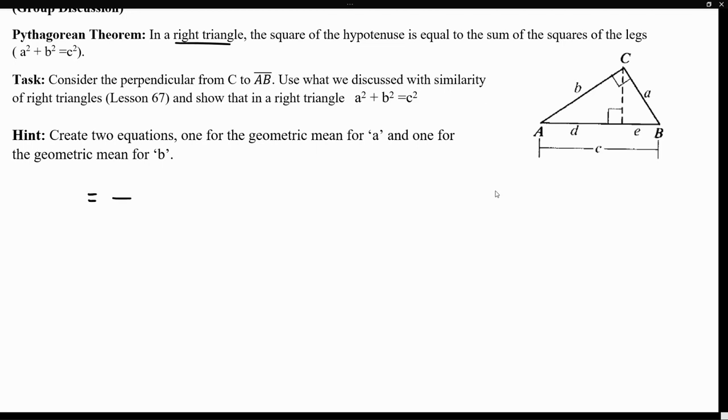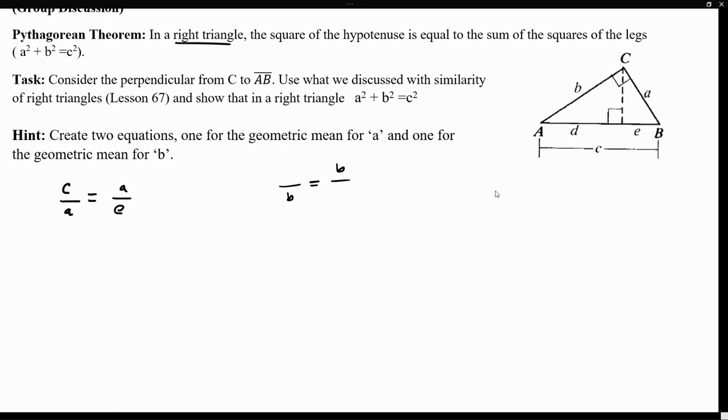Okay, so let's set this up. If A is going to be our geometric mean, that's the placeholder. We want to find the geometric mean involving A. In the previous lesson, we said that A is the geometric mean between the whole, which in this case is C, and the small one, which is E. Again, A is the geometric mean between the whole hypotenuse of the big triangle and the section of the hypotenuse for this triangle.